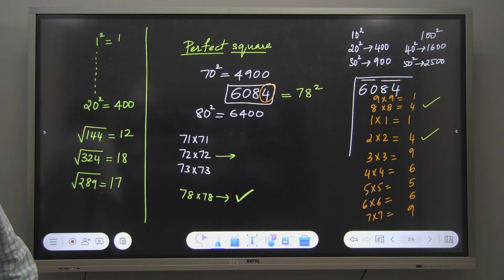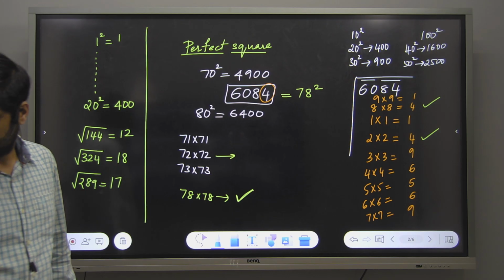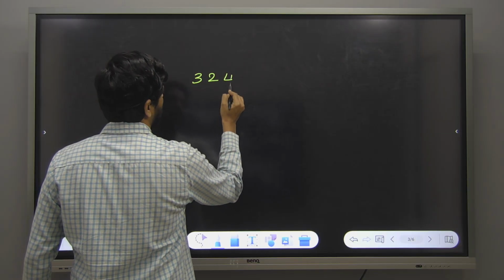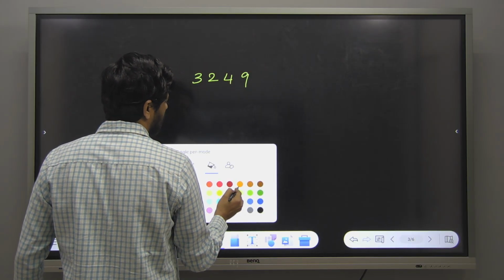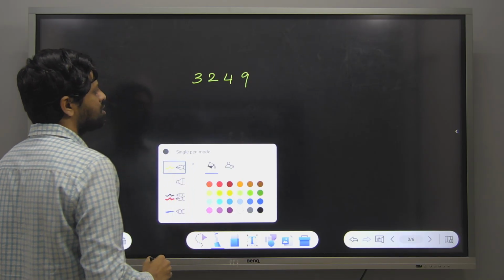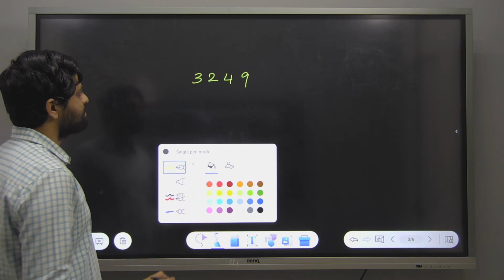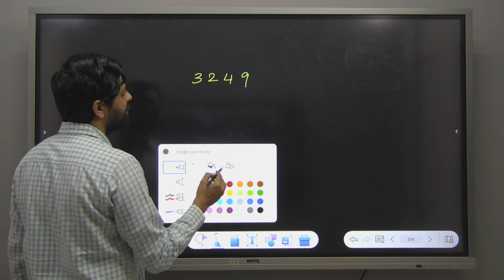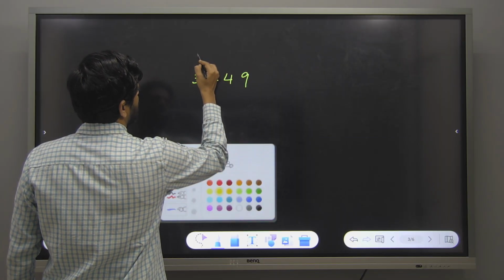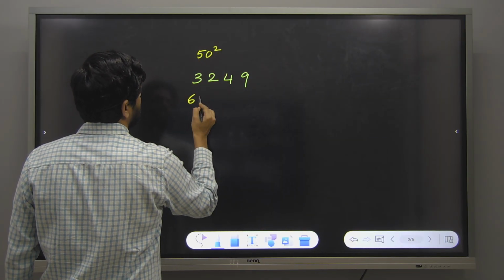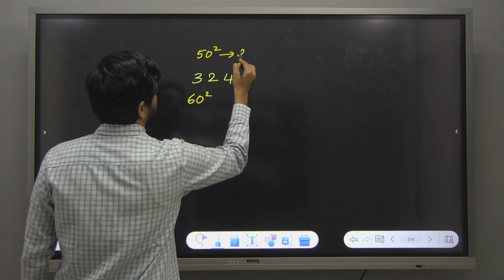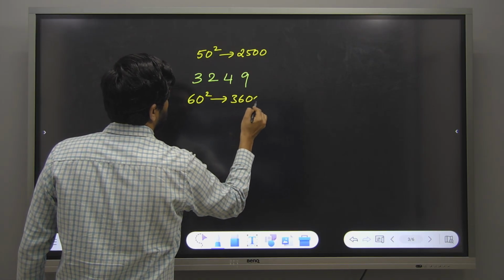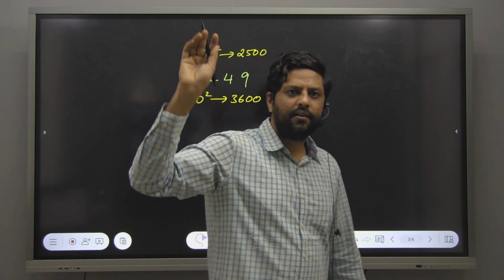Let us take one more example. We have 3249. What is the first step? Between which two squares does it lie? This number lies between 50 square and 60 square. How much is 50 square? 2,500. How much is 60 square? 3,600. Step number 1, is it clear?